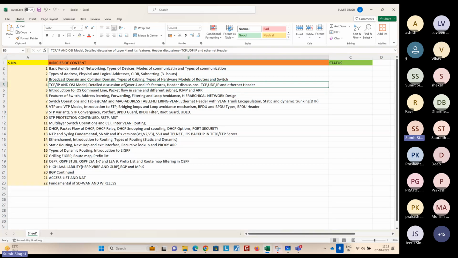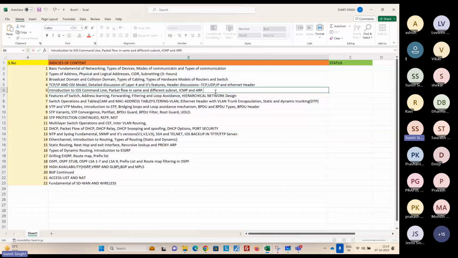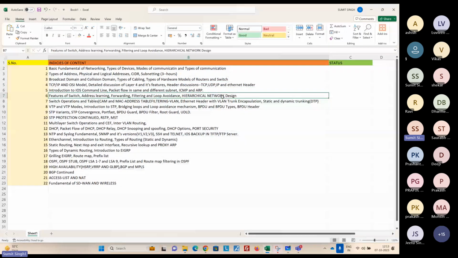I'll discuss each and everything of layer 4, guys. Whatever features we have: windowing, selective acknowledgement, everything, of the TCP level. All the headers we will discuss on TCP level, packet flow, then network designs, the 3-tier architectures we have.